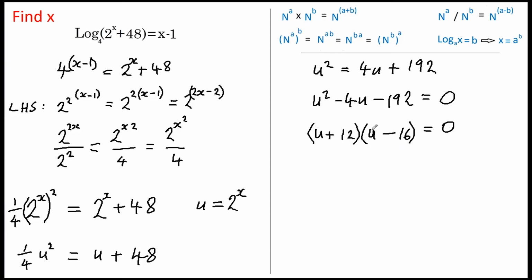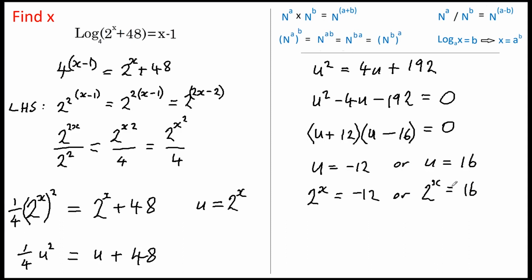So let's double check that. U times u is u squared, minus 16u plus 12u is minus 4u, and 12 times 16 is 192, and it's negative. So that looks good. So in other words, u equals minus 12, or u equals 16. Remember, u equals 2 to the x, so we can say that 2 to the x equals minus 12, or 2 to the x equals 16.